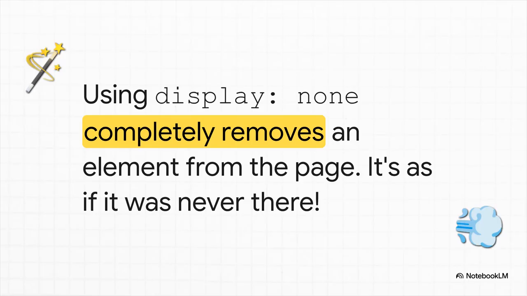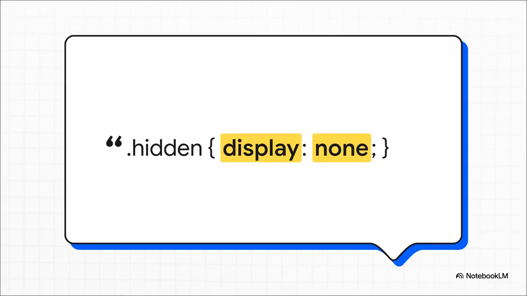First up is the most common, and probably the most powerful method. I call it the vanishing act. The technical term for it is a little piece of CSS code, display none. And this doesn't just make something invisible, it makes it disappear completely. And really, this little bit of CSS is all it takes. You make a class, maybe call it hidden, that's a popular choice, and you tell it display none. From that point on, any HTML element you give that class to will just vanish.